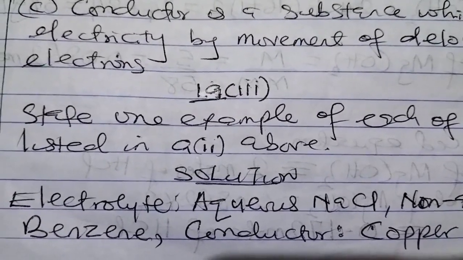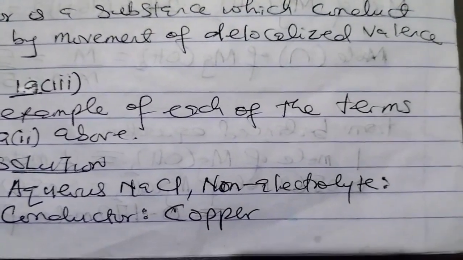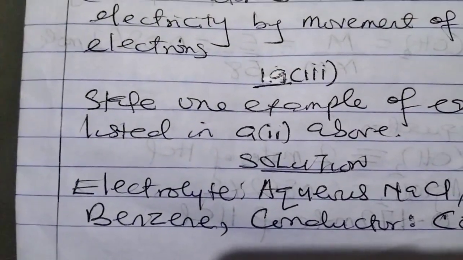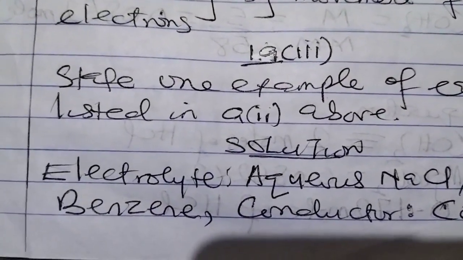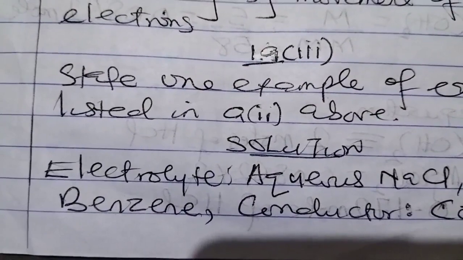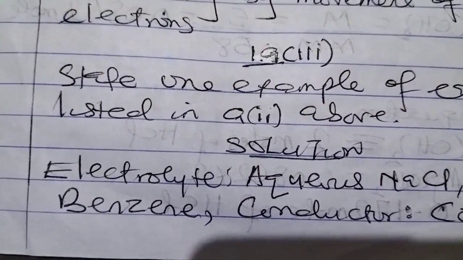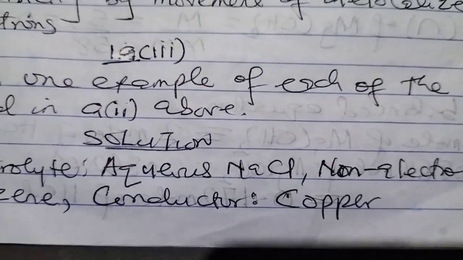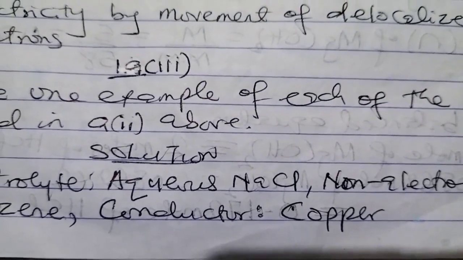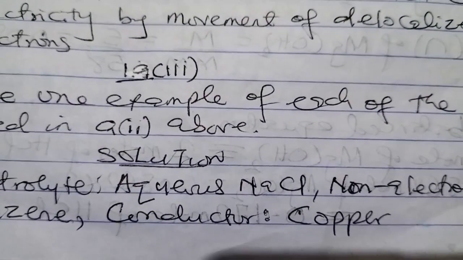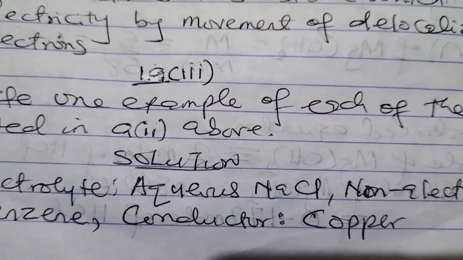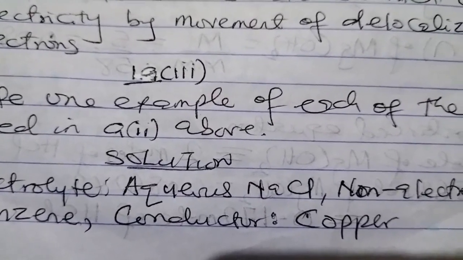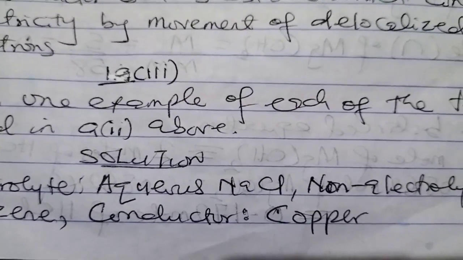All these are electrolytes. The non-electrolyte, an example is benzene. Other examples may include tetrachloromethane, trichloromethane, ethanol, kerosene, petrol. All these are non-electrolytes. Then conductor, example here is copper. Other examples could be any metal like zinc, aluminium, sodium, calcium. Metals are conductors. You can as well mention graphite, which is the only non-metal that conducts electricity.